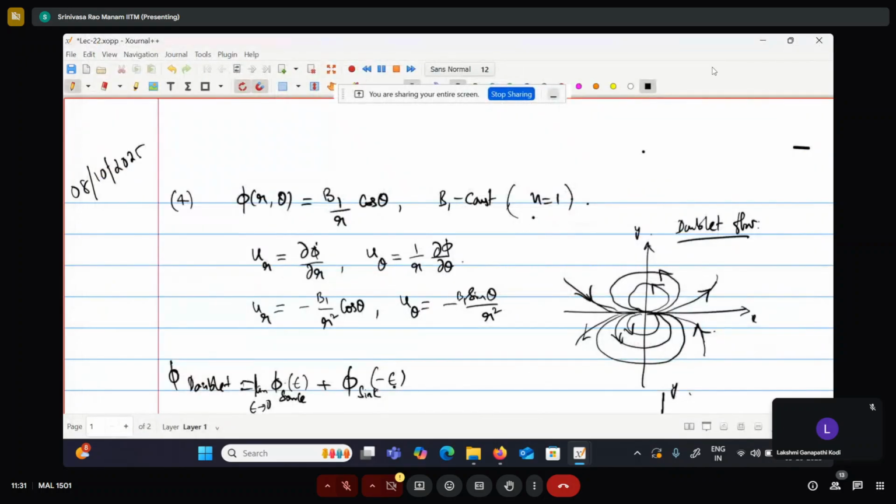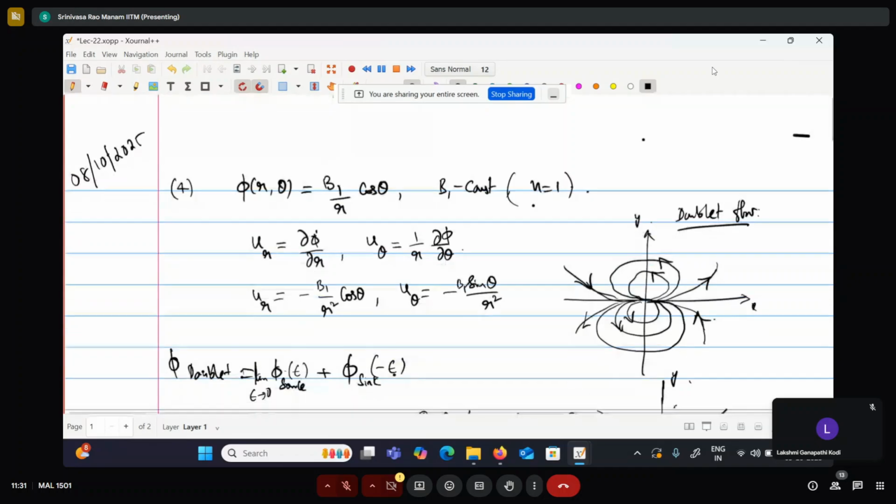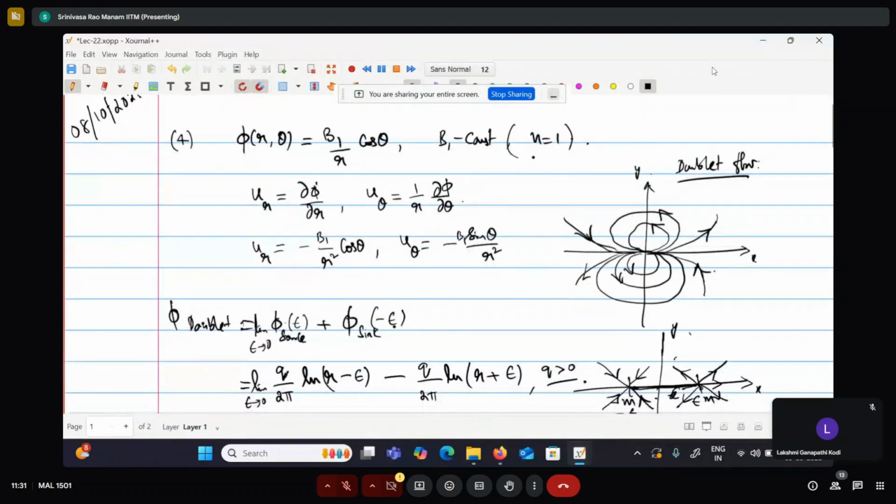What is that you have done? So yeah, this one corresponds to this. If you look at the other term, if you do b equal to n equal to 1, what you get is actually doublet flow. That gives you doublet flow. But it's not easy to see. This doublet flow is not easy to see.